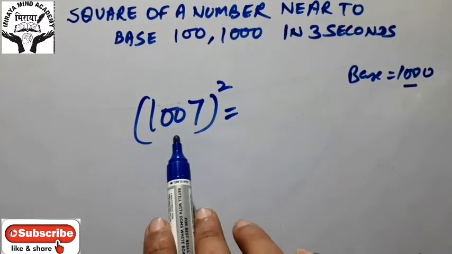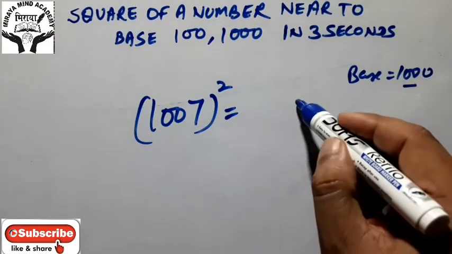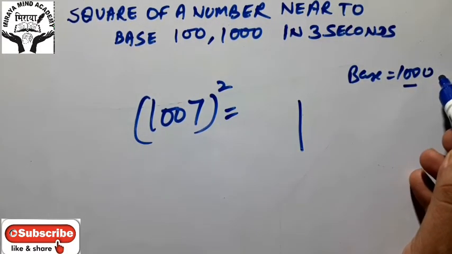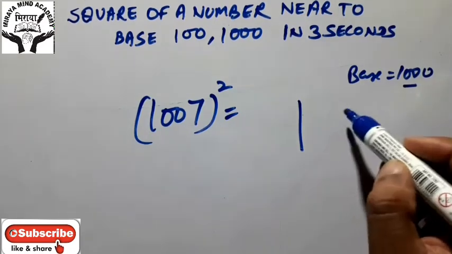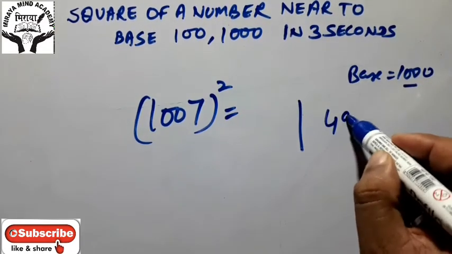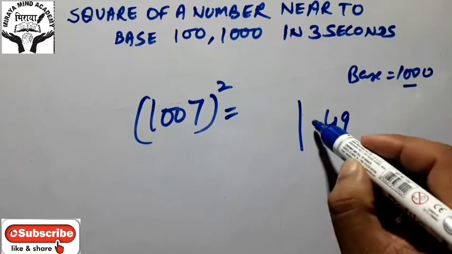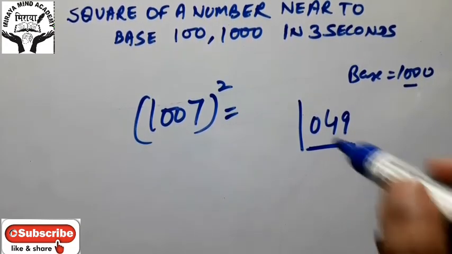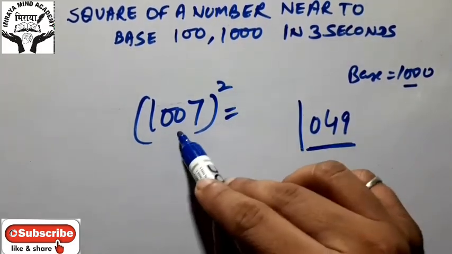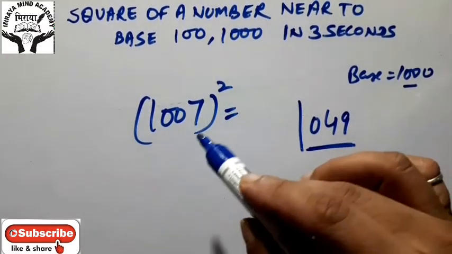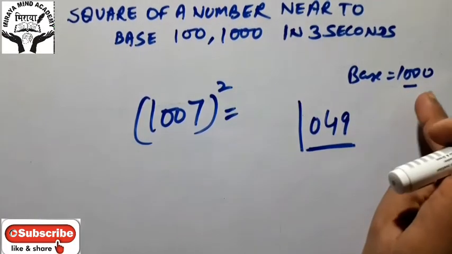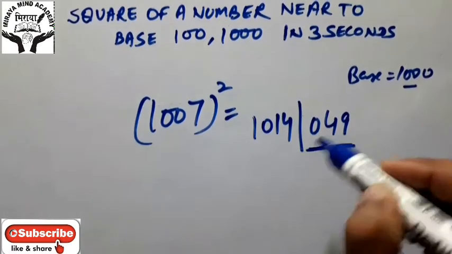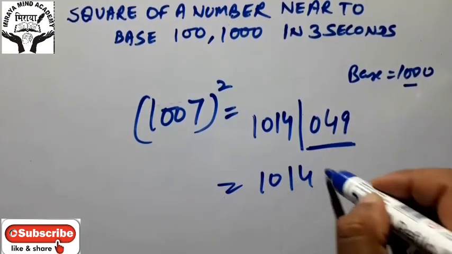Again, as this number is 7 more than 1000, we'll draw a vertical line. So the difference between 1007 and 1000 is 7. So we will write the square of 7, which is 49. Because the base has 3 zeros, we'll add a 0 to it, so now we have 3 digits, 049, as the base has 3 zeros. For the left part 1007, we will add 7 to it, because this is 7 away from the base 1000. So 1014. So the answer is 1014049.